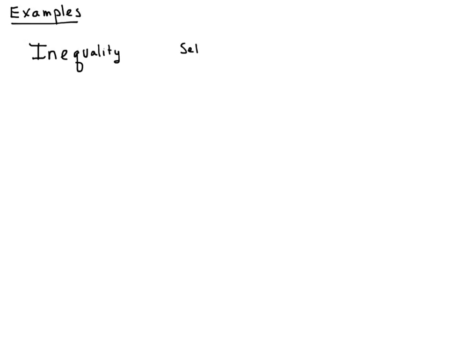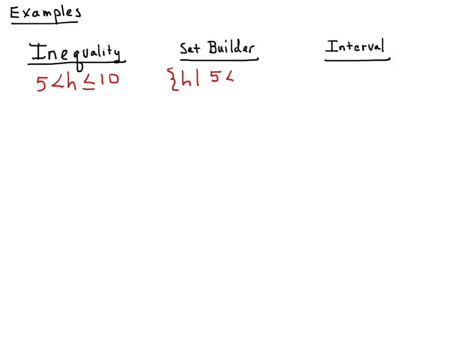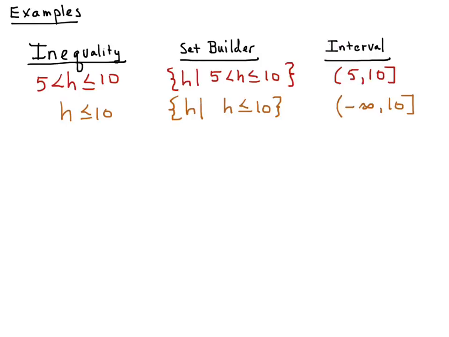Okay, so let me do a couple examples here where I'll show you three alternate ways to represent the same set. So the first one is if h is between 5 and 10, and it can be including 10, we would just write that inequality in the set builder notation framework. So we have the set of h such that, and then we make the inequality and close it off. Or we can write it as an interval. If we just have, let's say, h is less than or equal to 10, we just put that exact same thing in the set builder notation.